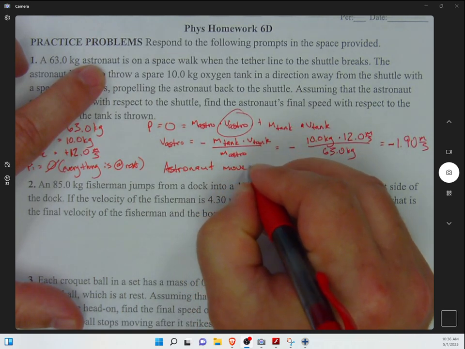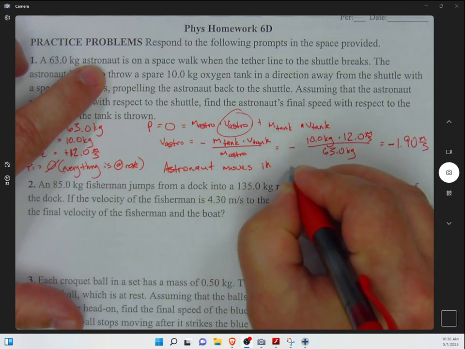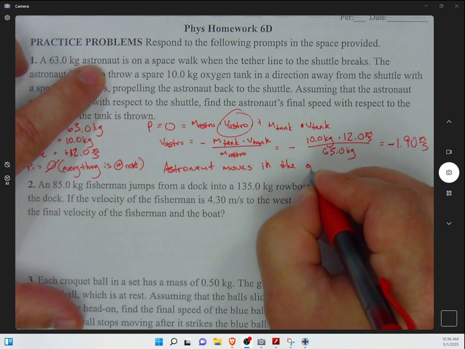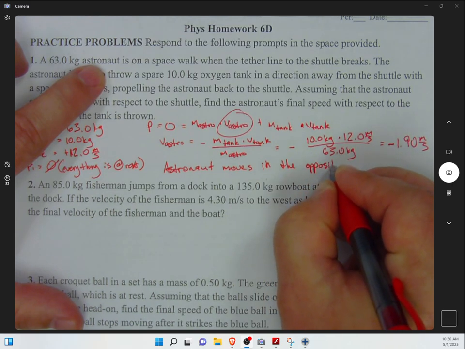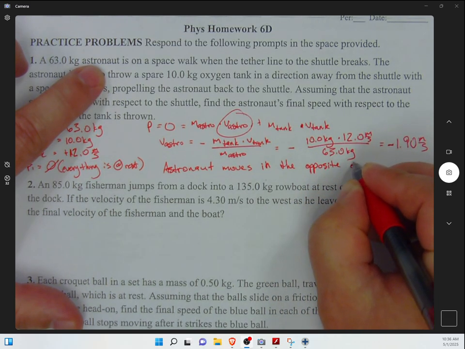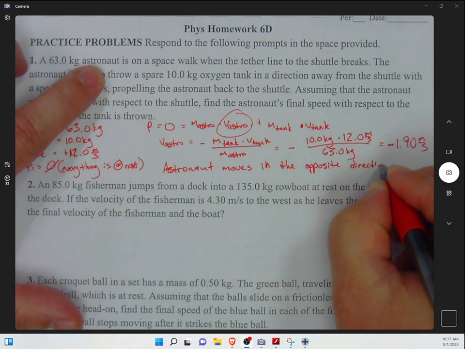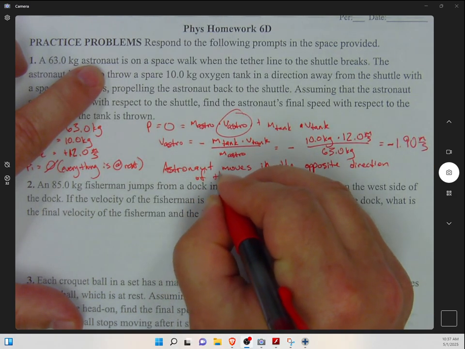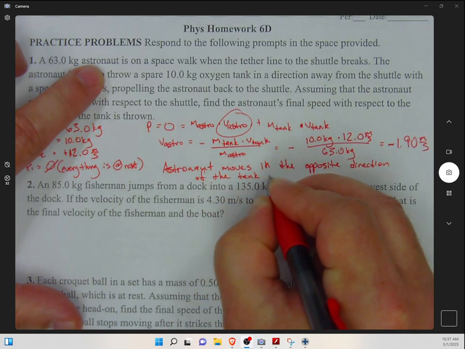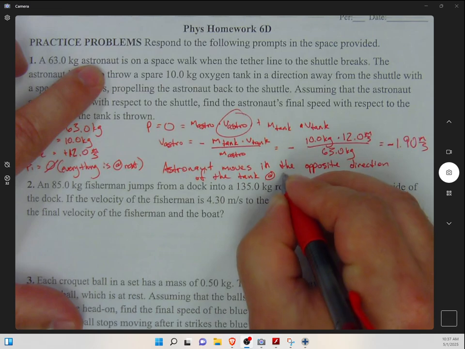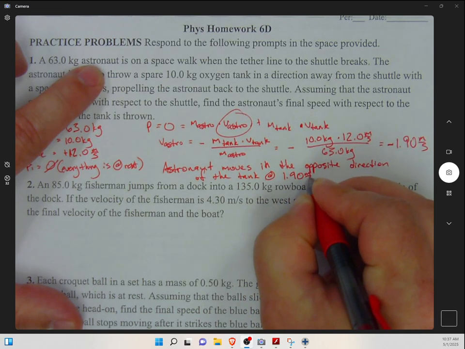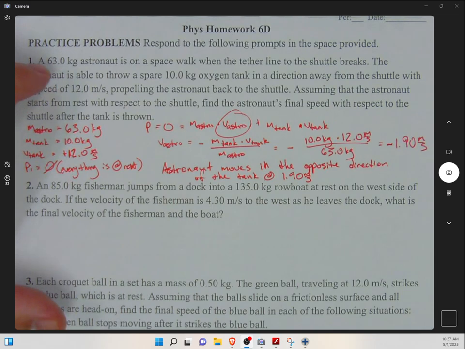Astronaut moves in the opposite direction of the tank at 1.9 meters per second. So if you're ever stuck in space, like Major Tom, make sure you throw something in the opposite direction, and that can actually propel you back to the ship.